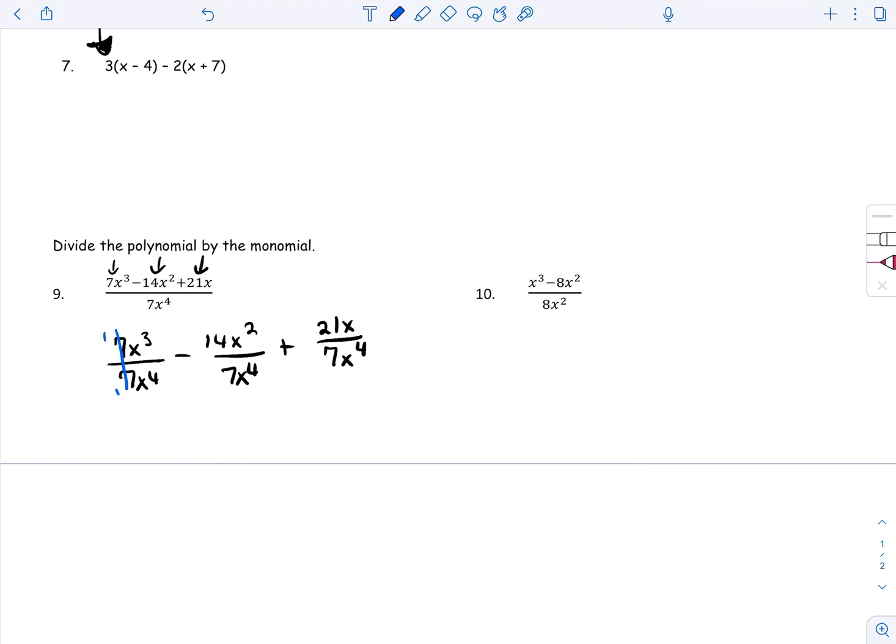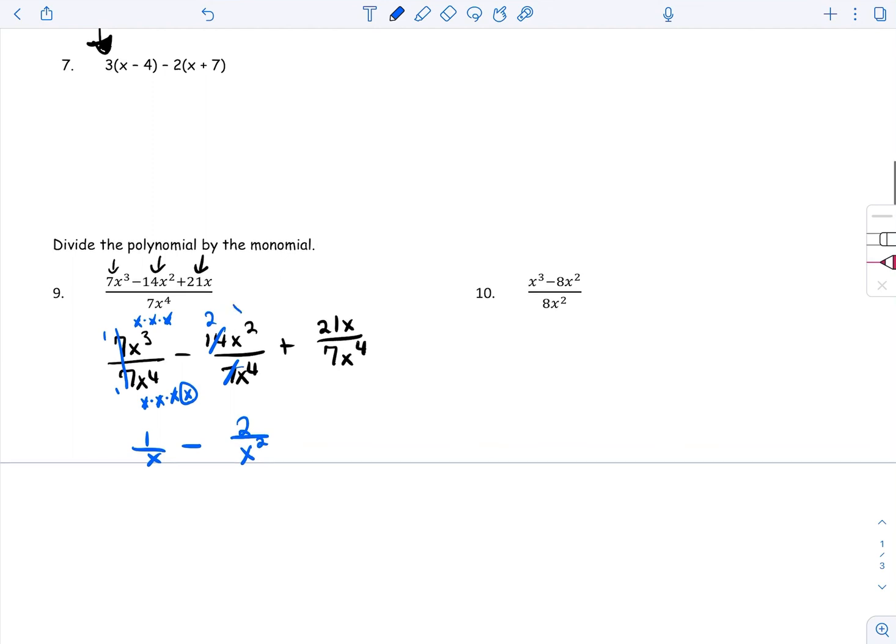X cubed over x to the 4th, if we were to write this out, x times x times x, x times x times x times x, we just cancel out the x's, right? Or we can use the quotient property of the properties of exponents, and we're left with this 1x down here. So therefore, this becomes 1 over x minus, right? 14 divided by 7 is 2. And then here, x squared over x to the 4th leaves 2 x's in the denominator. So this becomes 2 over x squared.